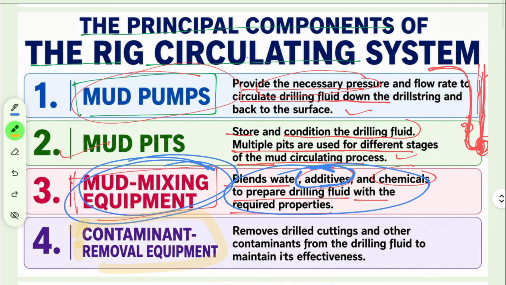The drill cuttings we need to separate. We cannot dump them, because along with the drill cuttings some toxic elements are also coming, like some hydrocarbons, H2S, and some other foreign particles, so they will harm. So we need to separate that part, right, to remove the drill cuttings and other contaminants from the drilling fluid to maintain its effectiveness, right?